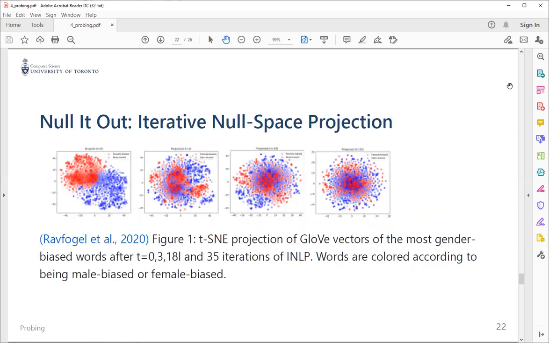So this is the iterative null space projection effect. This is a t-SNE projection of the GloVe vectors of the most gender biased words after 0, 3, 18, and 35 iterations. The words are colored according to being male biased or female biased. Initially, the words have a lot of information about whether they are male biased or female biased. But after several iterations of this iterative null space projection, they are pretty evenly distributed. So they essentially remove this male or female gender information feature.